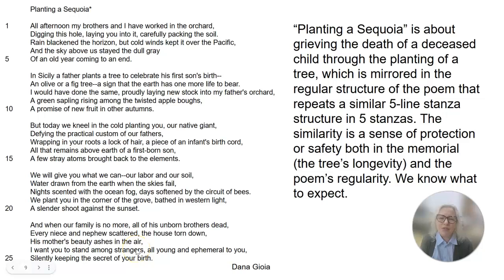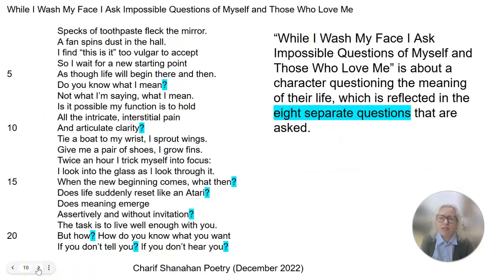Well, that same sort of sense of knowing what to expect is mirrored in the structure, in that we can expect the same format for each stanza, one stanza after the next. All right, how about this one? "While I wash my face, I ask impossible questions of myself and those who love me." This one is about a speaker questioning the meaning of their life. And that's reflected in all of the questions.